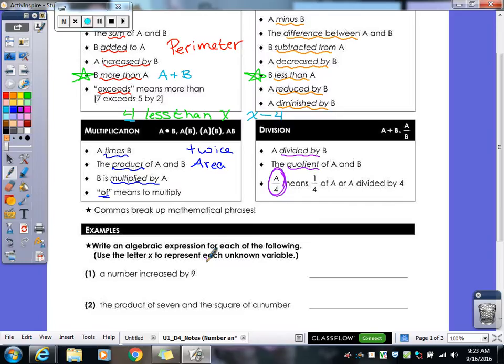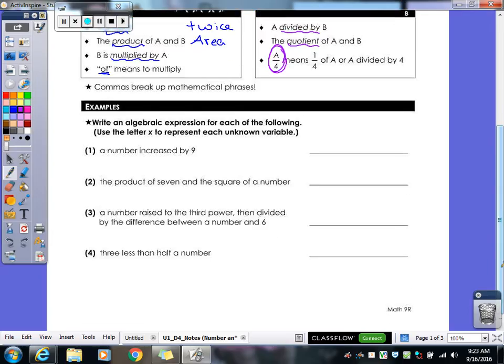So let's just practice translating from English words into algebraic expressions. It tells us up here in the directions to use the letter X to represent our unknown. So what I'm going to do is I'm going to give you like a minute. Let's see if you can figure those 4 out. I feel like these first 2 were easy, and then the third one was like, oh my god, what the heck is that thing saying? And then the fourth one wasn't too bad. So let's take a look at these.